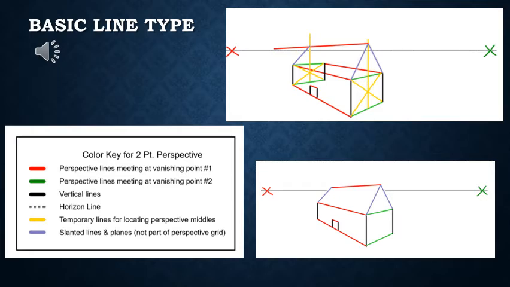Okay, and the temporary line for locating the perspective middle is the yellow lines over here. It is used when we want to have a middle of the object, because in perspective we can't have a measuring middle. That is the reason: because we have perspective, the front of the object is bigger than the back of the object, and we can't divide it into two equal parts, because the lines are slanted and they are reducing their height and width.